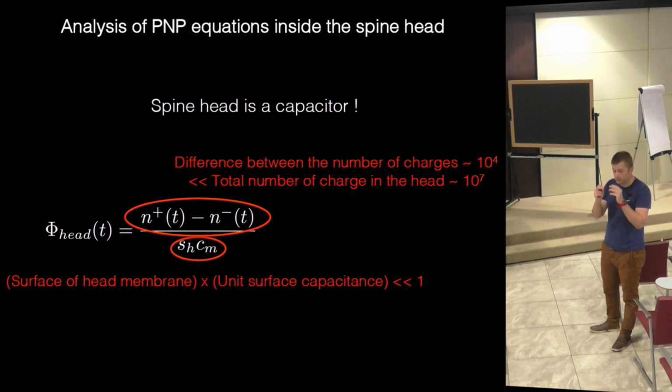So the important idea is that in this model, a small change of charge in the head can create a large variation of potential. So when ion channels are going to open and some charge is going to flow in, the change of potential is going to be very fast.